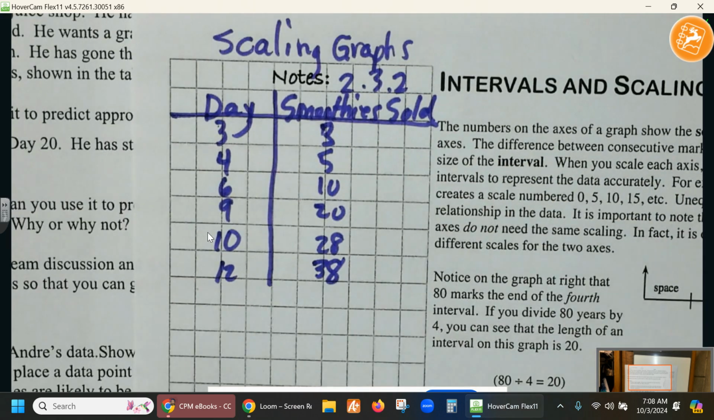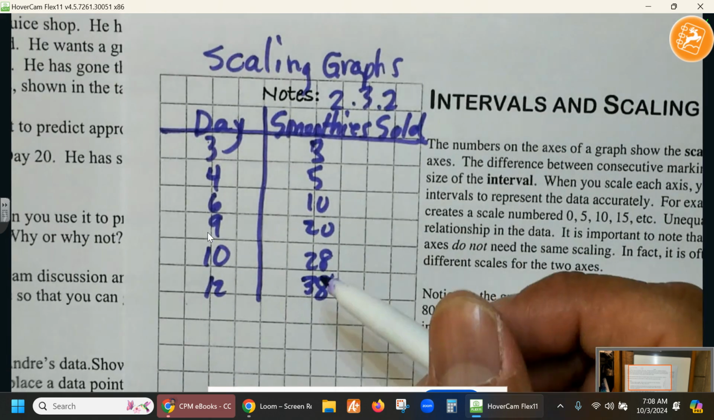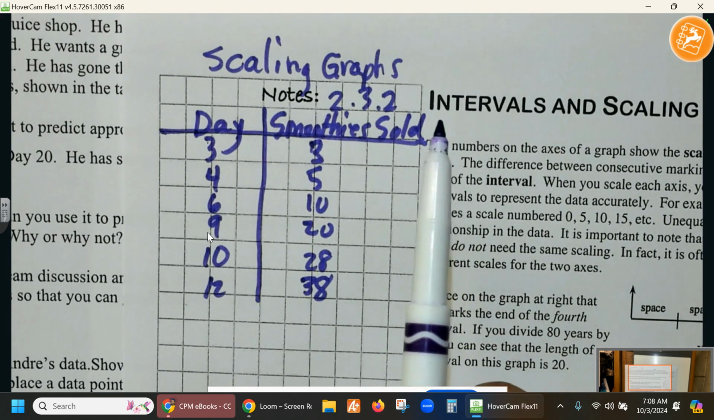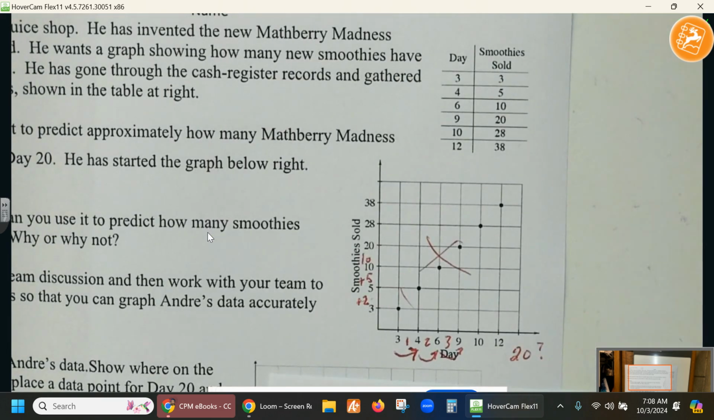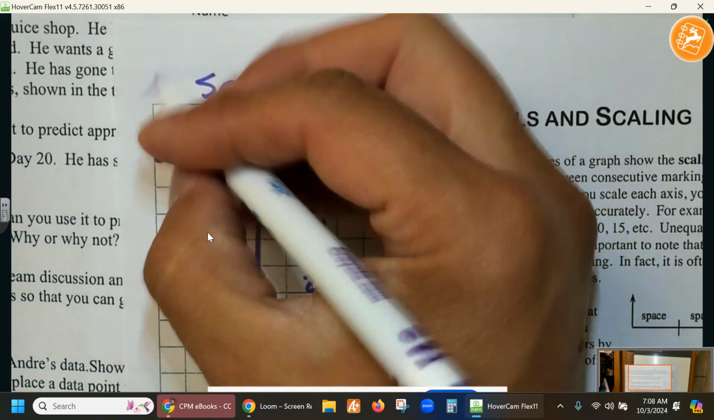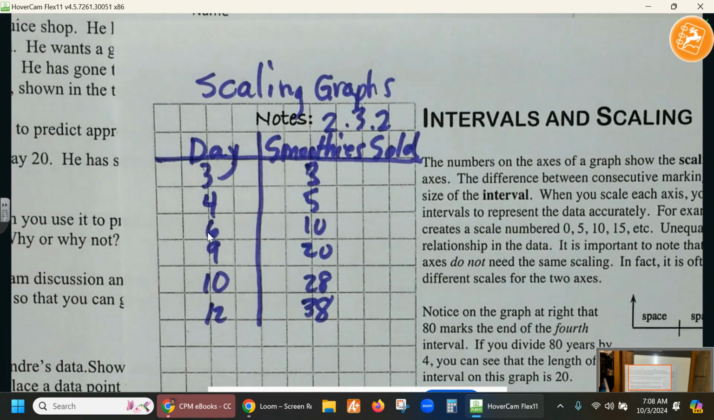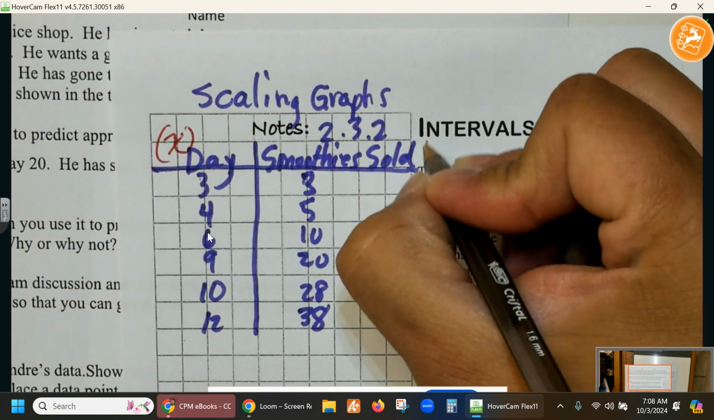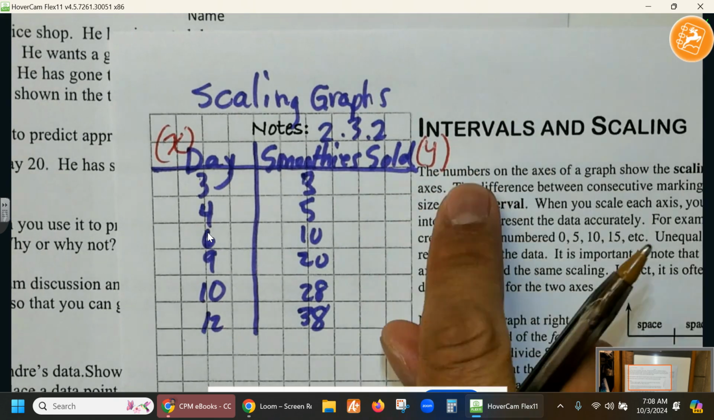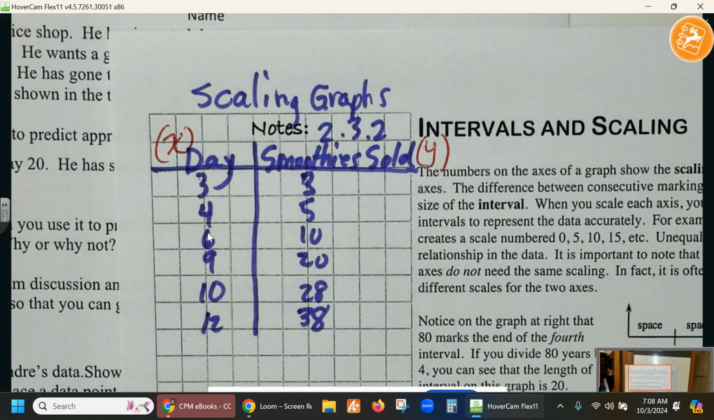Using this data, we need to realize which one is x and which one is our y, but they kind of already told us: the number of day is the independent variable and the number of smoothies is our dependent variable. So this is the x and this is the y, for our graphing purposes.